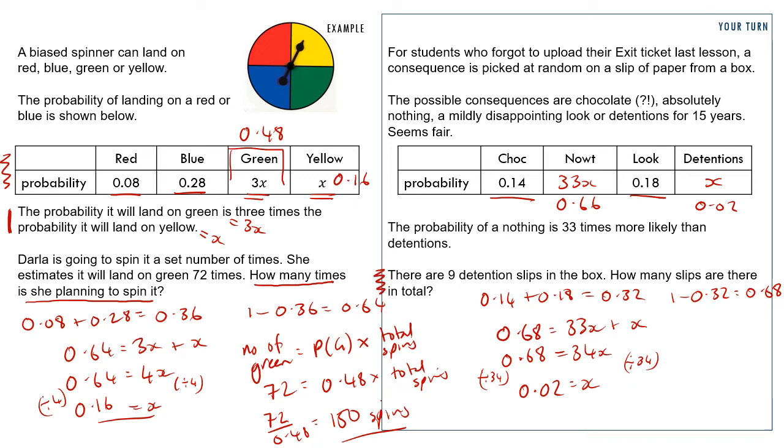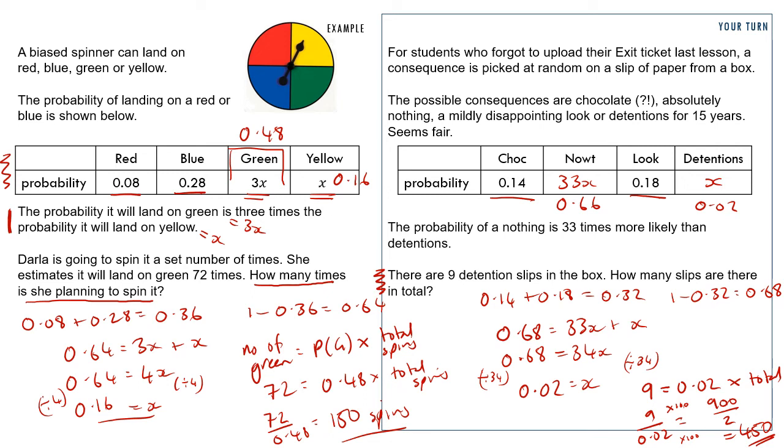Then we've got 9 detention slips in the box. So in a really similar way to last time, we know that the number of detention slips is equal to the probability of detention times the total number of slips. So if we do 9 divided by 0.02, that gives us the total. A nice straightforward way to do this without a calculator, if we multiply top and bottom by 100, we can see we've got a really nice straightforward calculation. There should be 450 slips in the box.